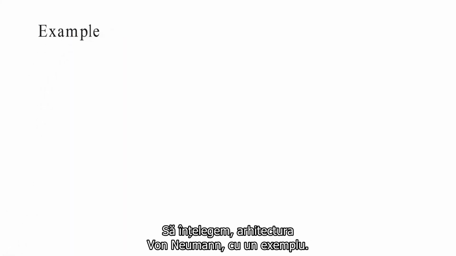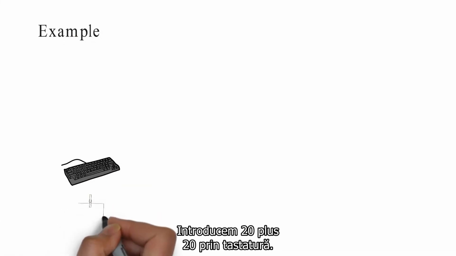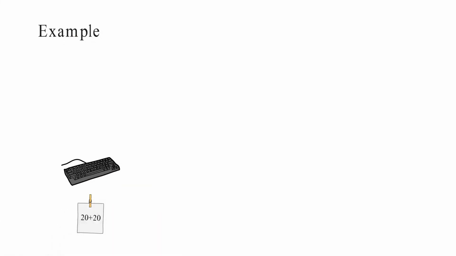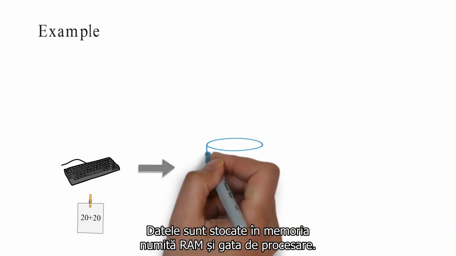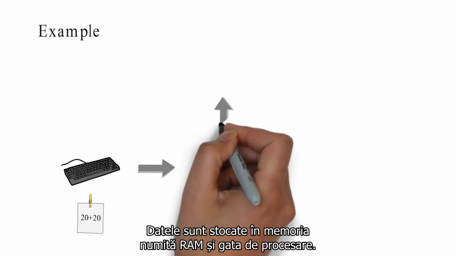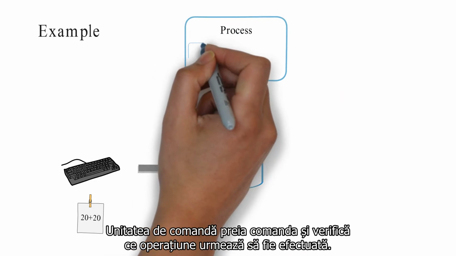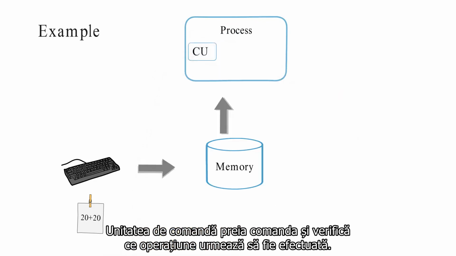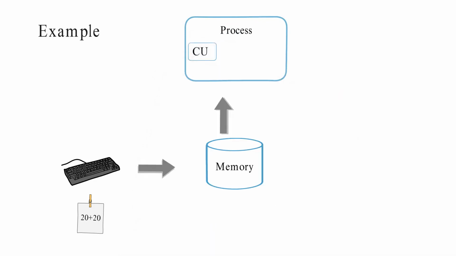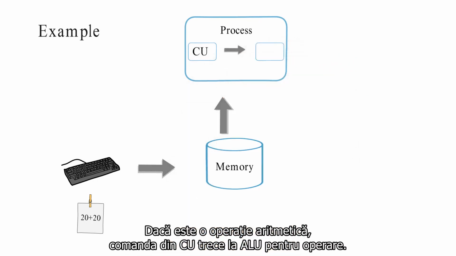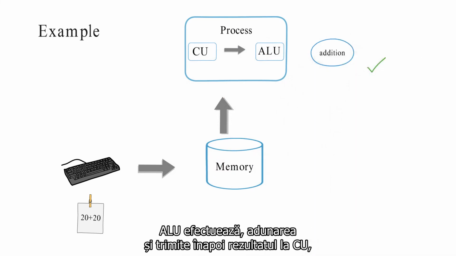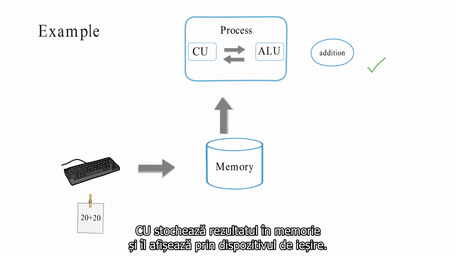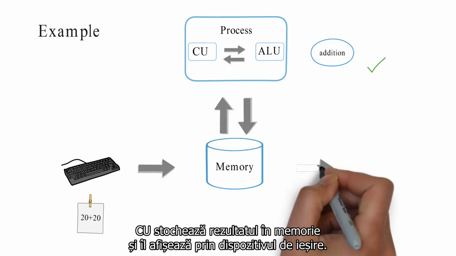Let's understand von Neumann architecture with an example. We enter 20 plus 20 through the keyboard. The data is stored in the memory called RAM and is ready to process. The control unit fetches the command and checks which operation is to be performed. If it is an arithmetic operation, the CU commands the ALU to perform the operation. The ALU performs the addition and sends back the result to the CU. The CU stores the result in memory and displays it through the output device.